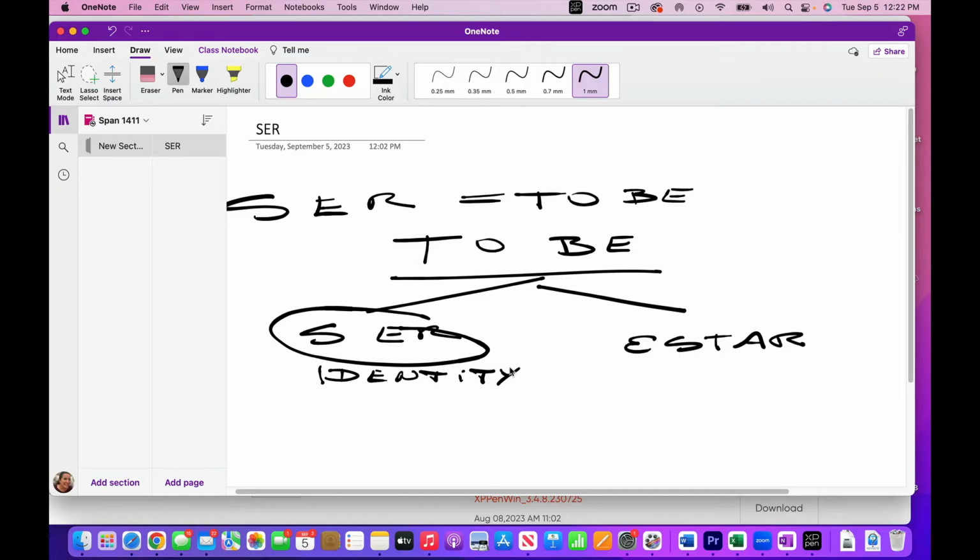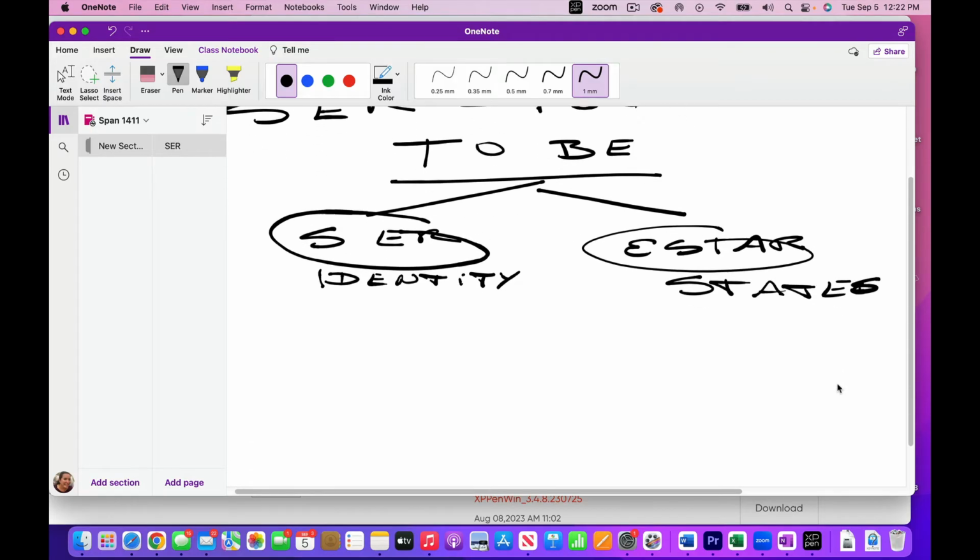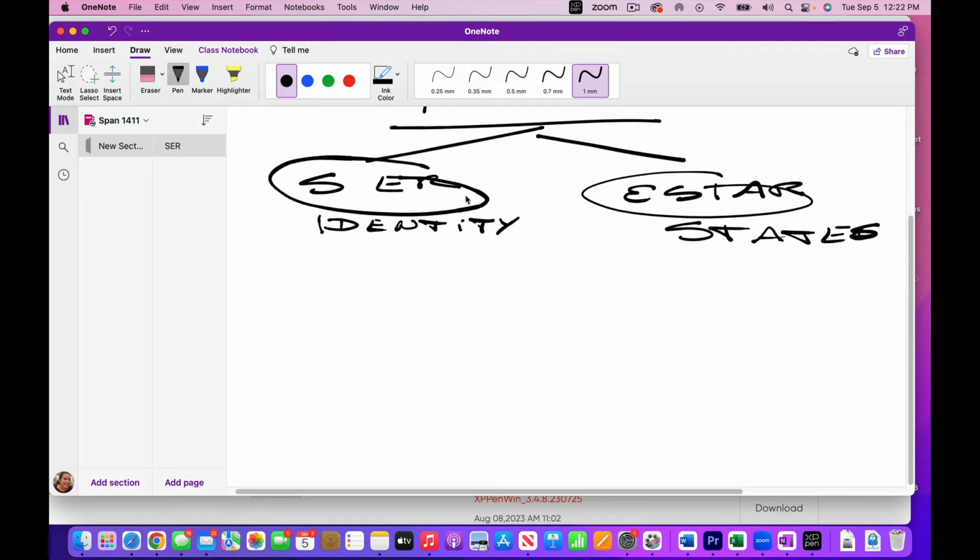Estar, you would use for things that are somewhat changing. For example, let's say that I am really happy today, but I may not be that happy tomorrow, right? So that's a state. So estar, you would use for states of being, okay? So, like I said, let's go back to ser because that's what we're going to be learning today.